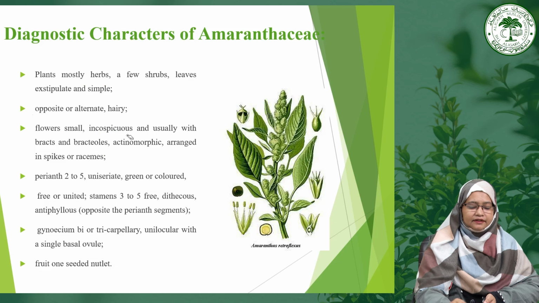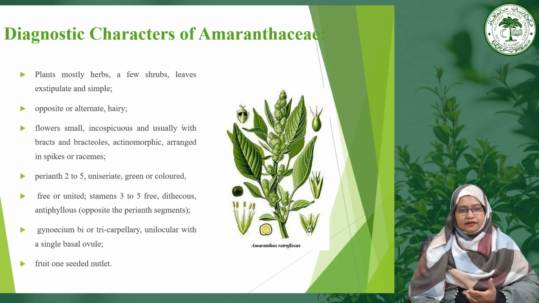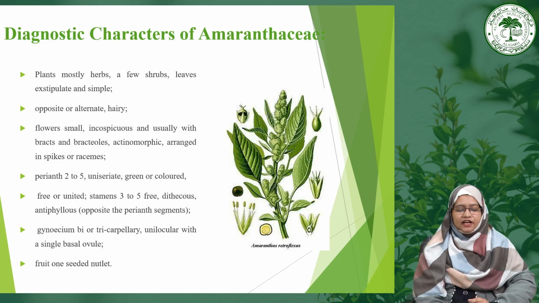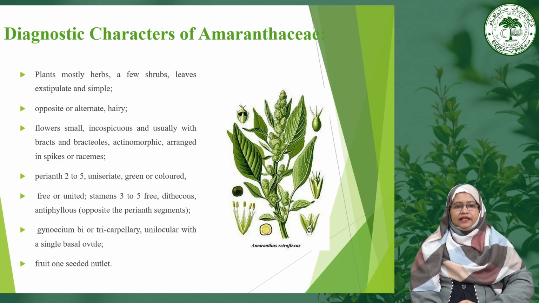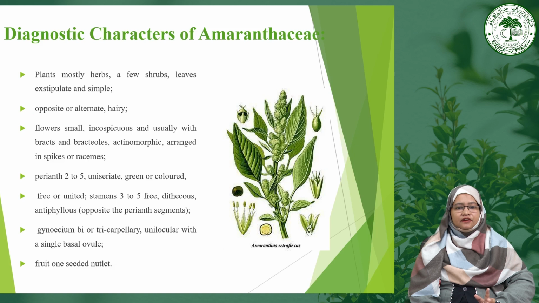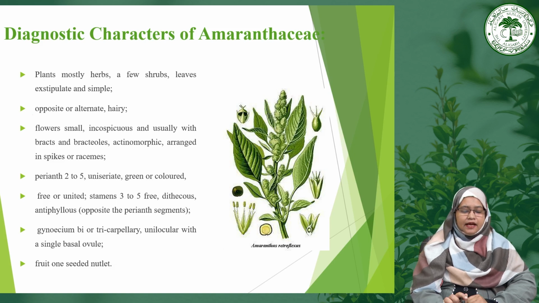So one of the characteristics there includes the spikes. Then the perianth is 2 to 5, uniseriate, present in a single layer. Generally they are green or sometimes colored. And then the stamens, if you see, are free or united. They are 3 to 5, free, dithecous and opposite to the perianth that is present.